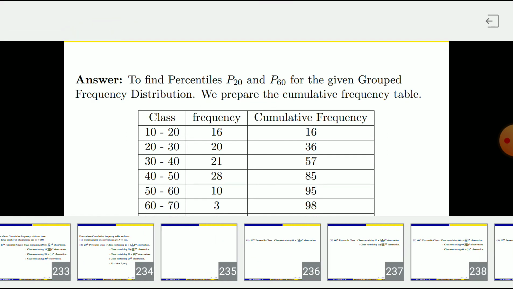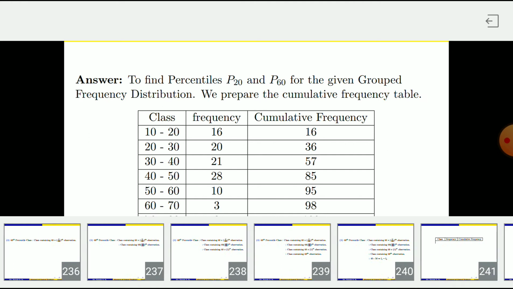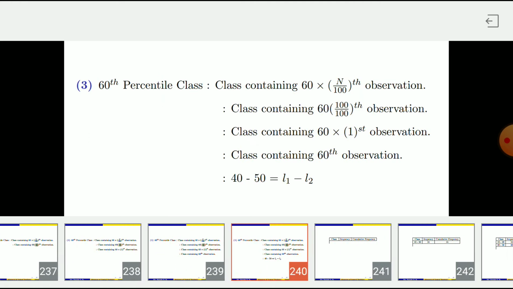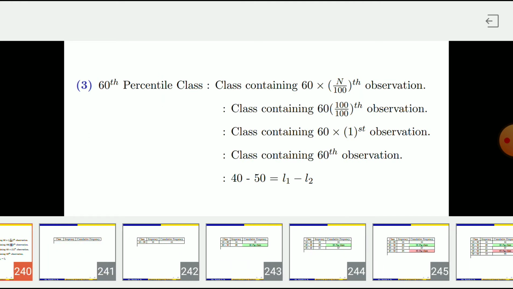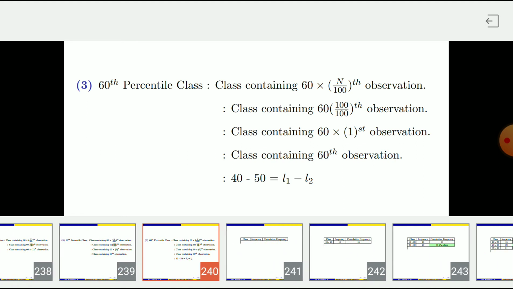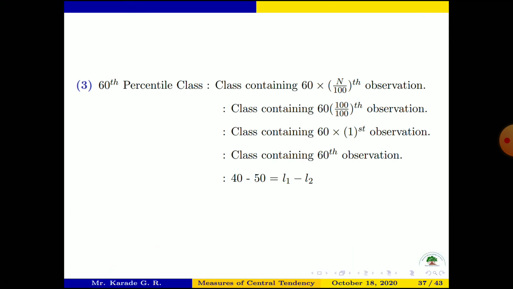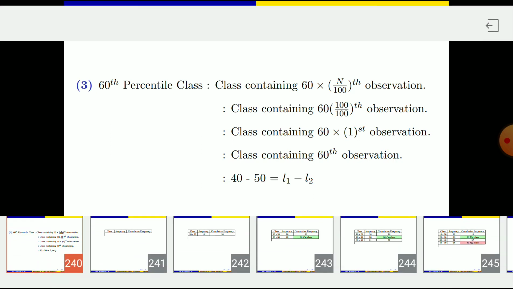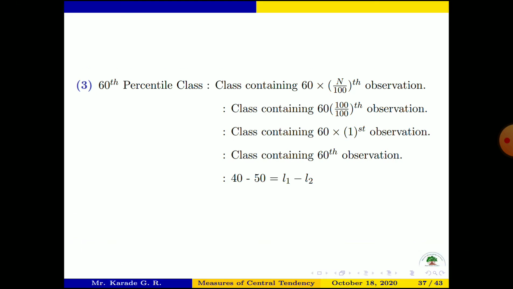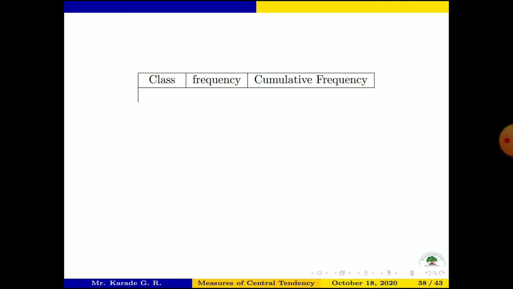So this is our 60th percentile class, 40 to 50. Okay, so L1 is 40 and L2 is 50. So in this way we found both the classes, meaning the 20th percentile class and the 60th percentile class.